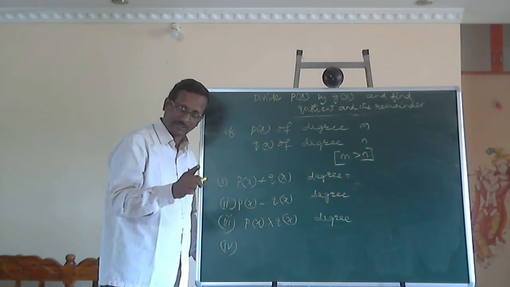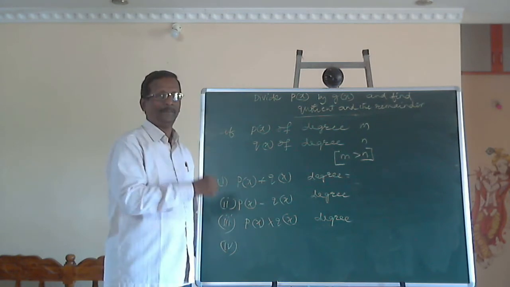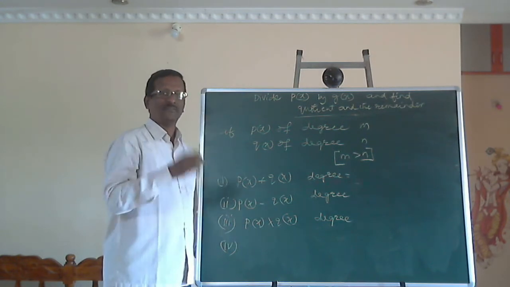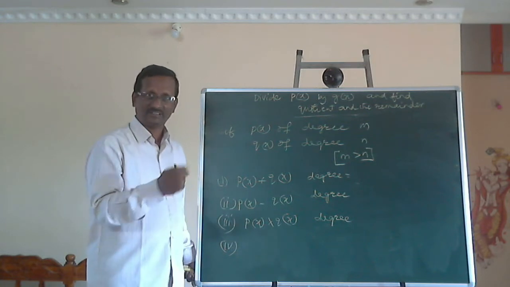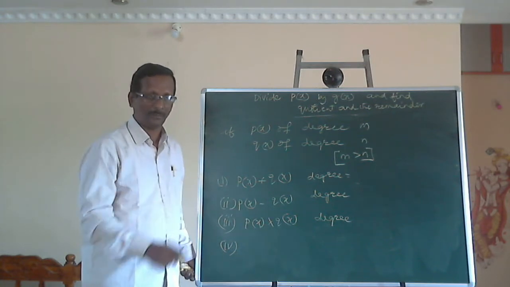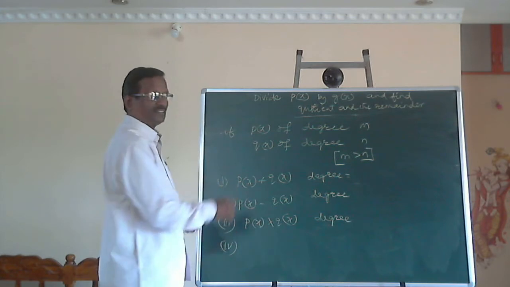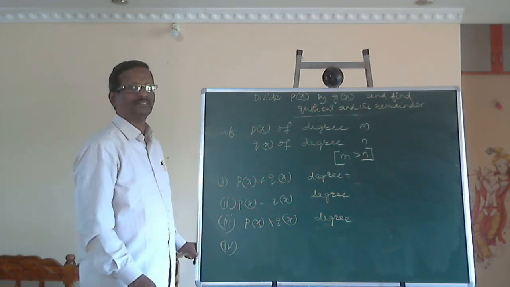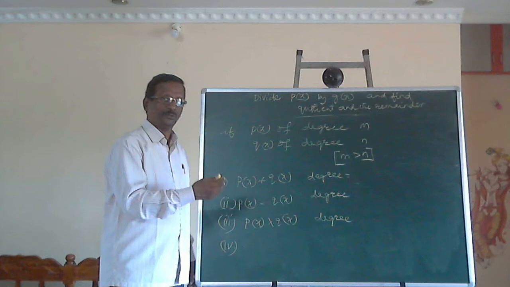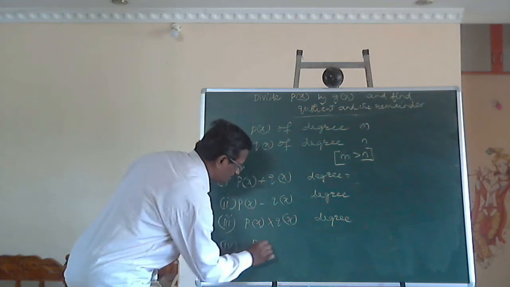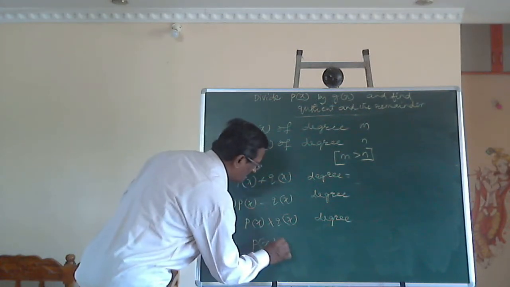If remainder is 0, Px by Qx is a polynomial. If remainder is not 0, then Px by Qx is not a polynomial. Let us take Px and Qx, the two polynomials in such a way that Px is divisible by Qx, then Px divided by Qx.